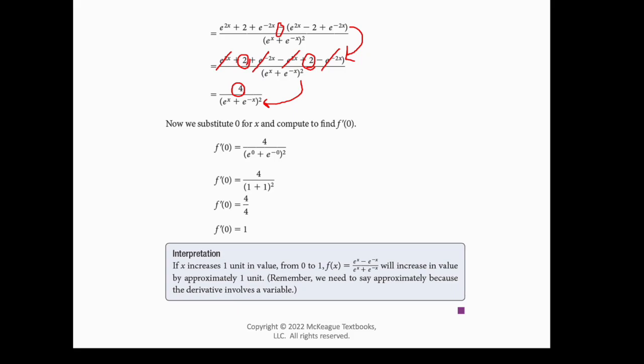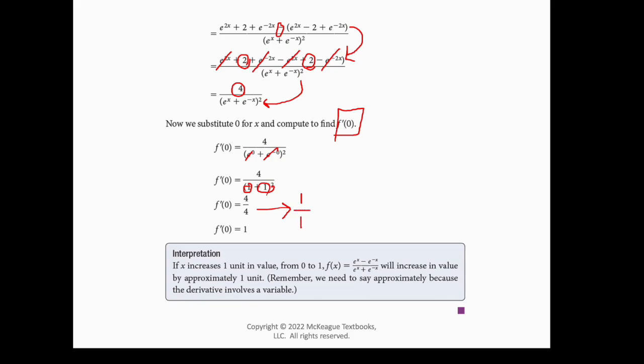So now we're going to substitute 0 in for x, because remember the question was, once we find the derivative, we need to evaluate it at 0. So when I plug in x is 0, e to the 0 is 1. So that's going to become a 1, and this is going to become a 1. So I have 4 over 2 squared, which is 4 over 4, which simplifies to 1. For the purpose of the interpretation, I'm going to leave it as 1 over 1.